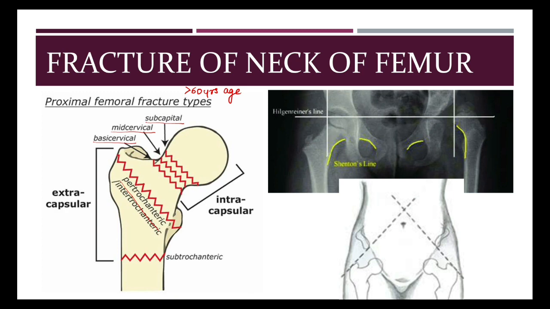Now subcapital, mid-cervical and basicervical are intracapsular fractures, whereas pretrochanteric or intertrochanteric is an extracapsular fracture. Apart from the neck, there is another fracture in the shaft, which is subtrochanteric fracture, that is also extracapsular. Now the retinacular vessels derived from the medial circumflex femoral artery supply most of the blood to the head and the neck of the femur.